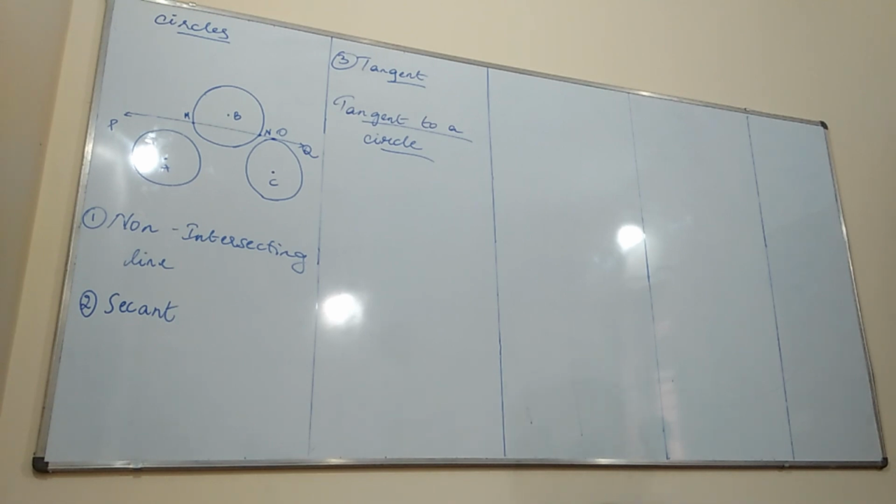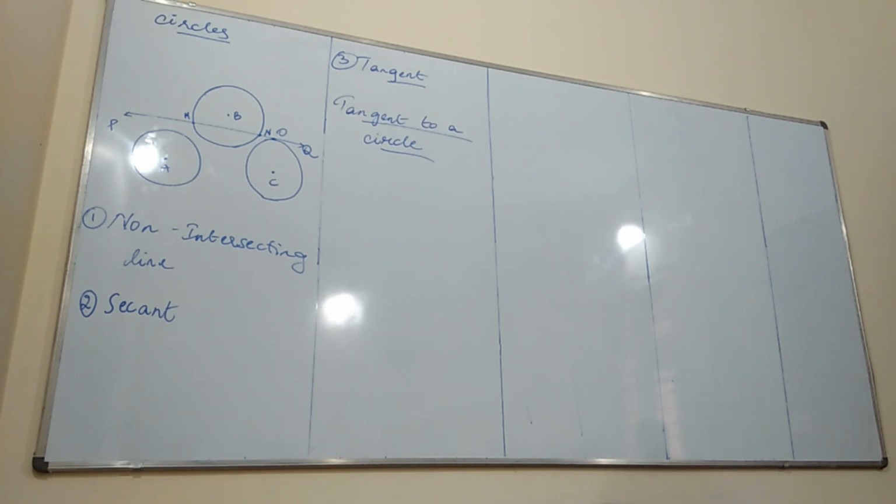I repeated it thrice. Full stop. There is only one tangent to a circle at a point. Full stop.